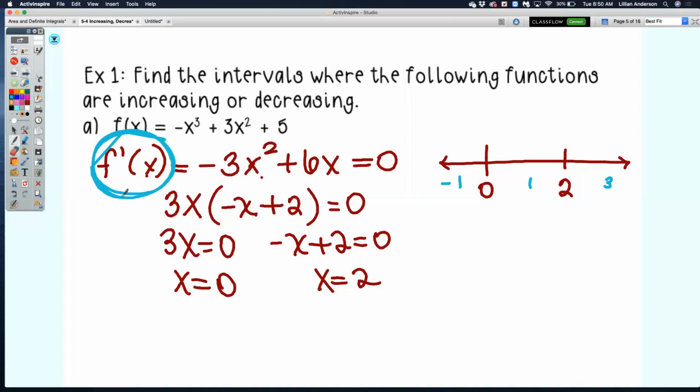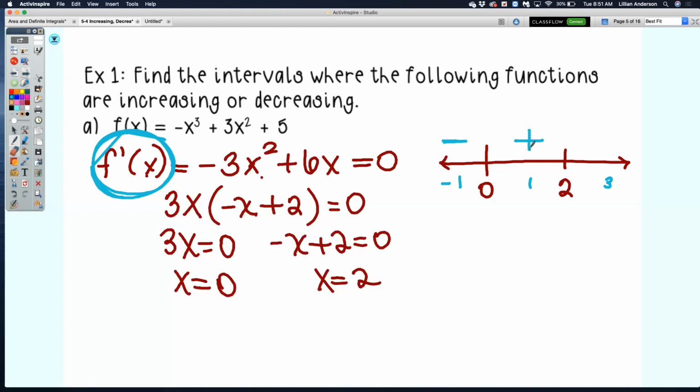So when I plug -1 into my first derivative, do I get a positive number or a negative number? I get a negative number. I'm not necessarily concerned about what the number is. I'm more concerned about the sign of the number. When I plug in a +1, do I get a positive number or a negative number? I get a positive number.